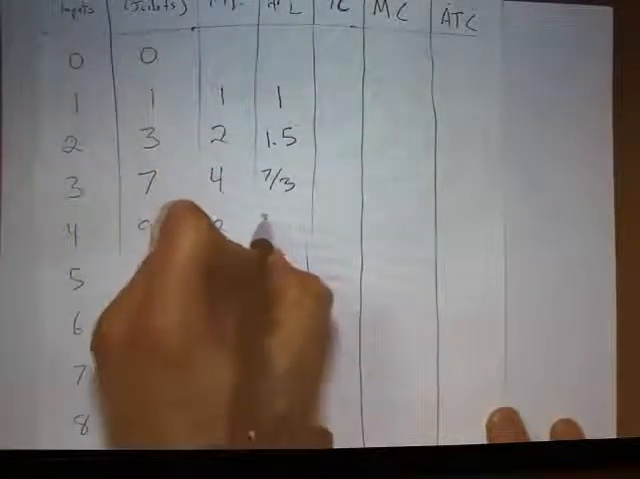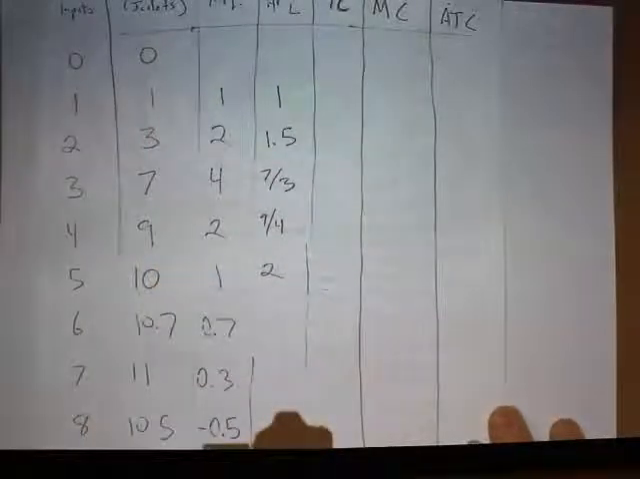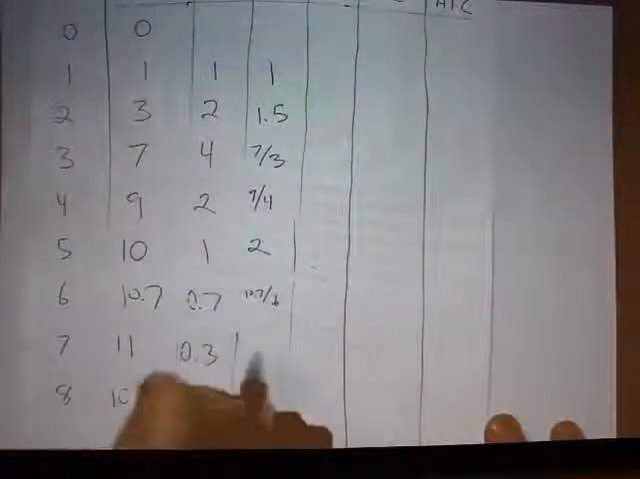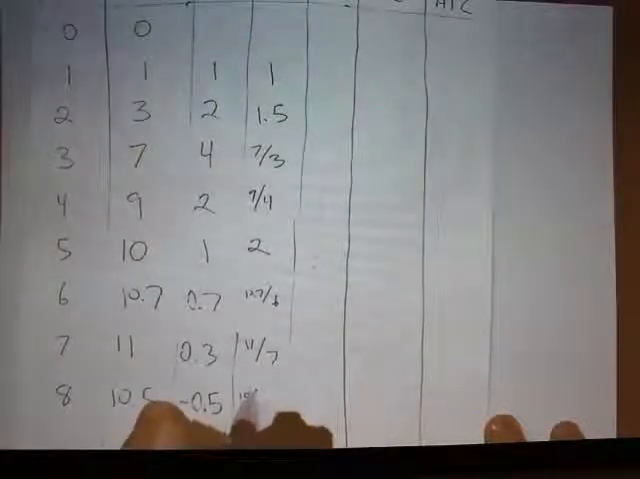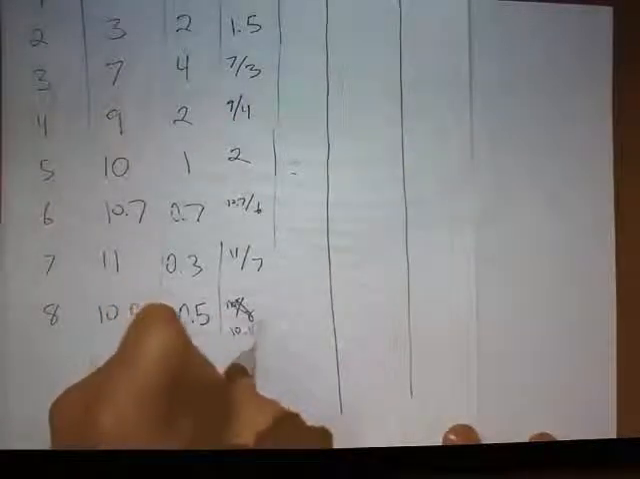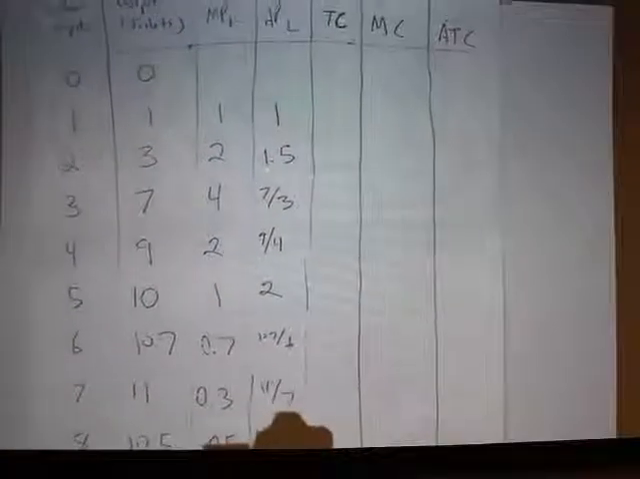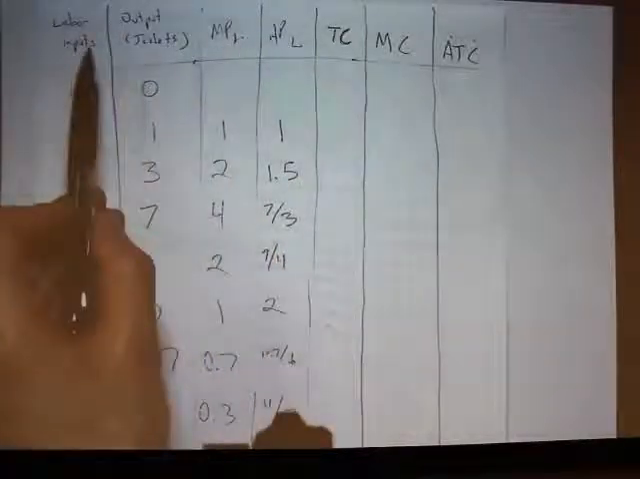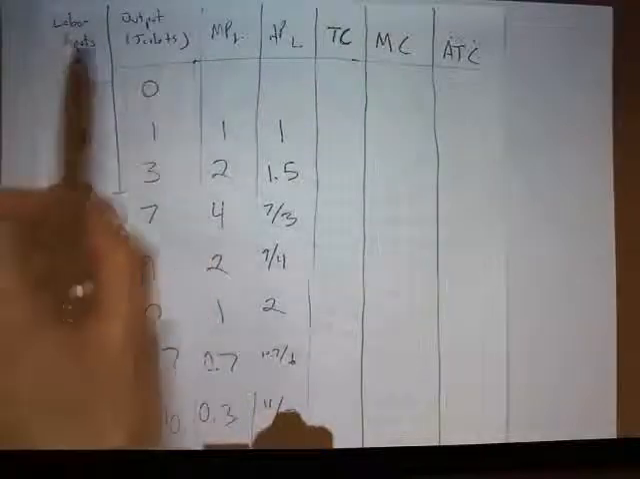I'm getting a little bit lazy here, so I'm not going to solve these fractions. This one I can do. 10 over 5 is 2. 10.7 over 6. 11 over 7. And then 10.5 over 8. Okay, so we've just derived the marginal product of labor and the average product of labor from the total product curve, or the production function, which relates inputs to outputs.